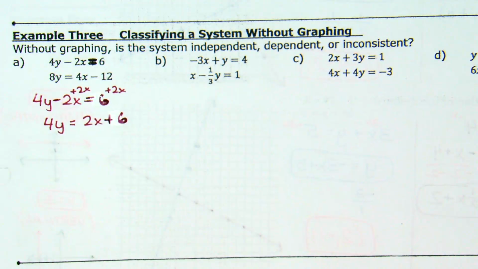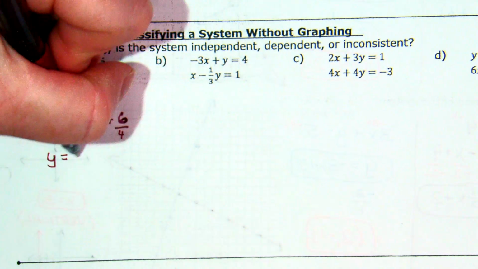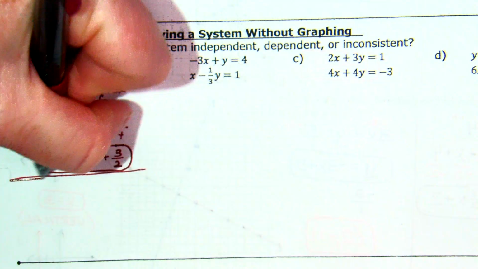Okay. Divide by 4. And y equals, what is 2/4? 1/2 x plus, what is 6/4? Reduces to be 3/2. Okay. That's one line. Now what do we need to do?